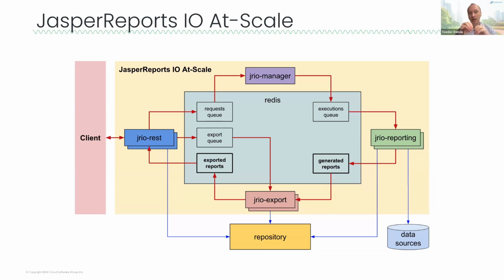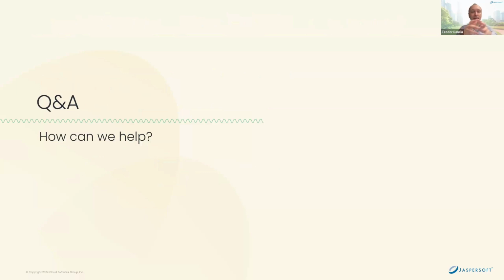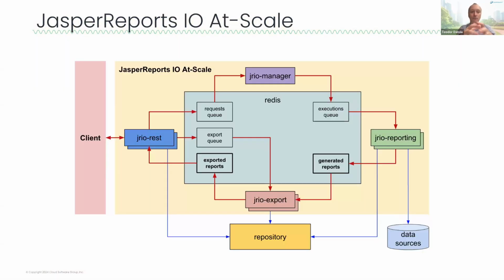The requests that are coming in are put in a queue, as we mentioned, but this queue is not limited. It can receive as many requests as possible, and this is managed by what we call the JRIO manager. This is a single instance worker. It doesn't scale up because it doesn't need to. The JRIO manager doesn't do much. It just manages the queue.